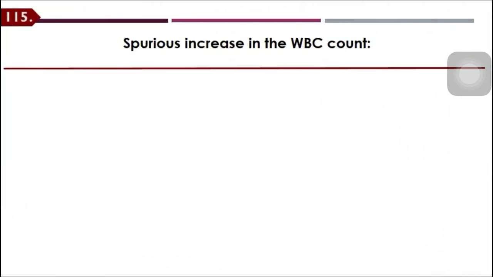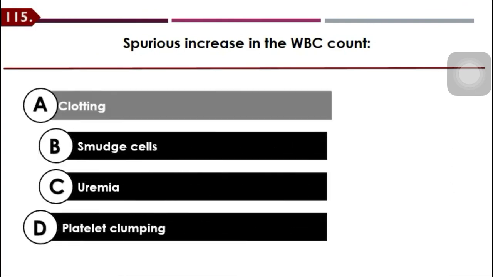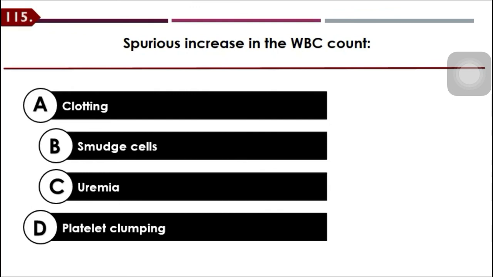And for 115, spurious increase in the WBC count. Again, spurious increase in the WBC count. Is it letter A, clotting, letter B, smudge cells, letter C, uremia, or letter D, platelet clumping? Okay, correct answer po is letter D, platelet clumping po.